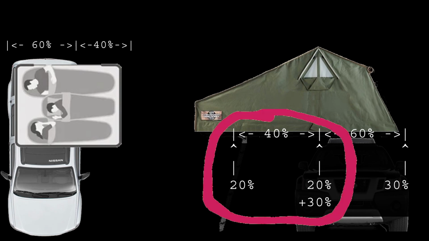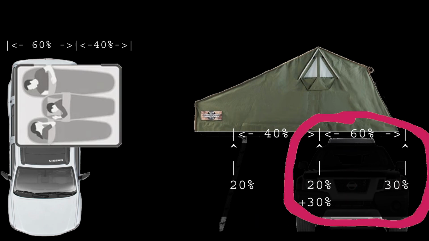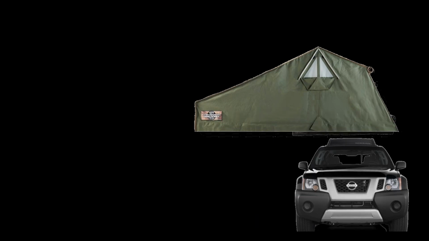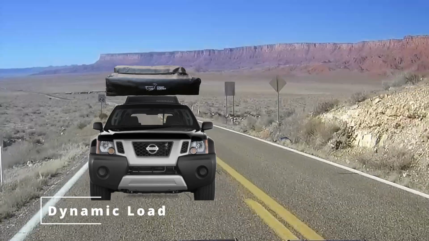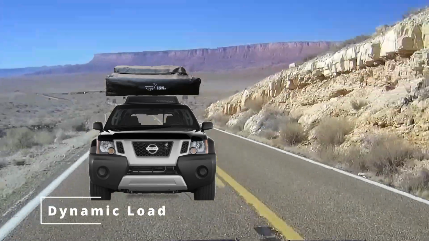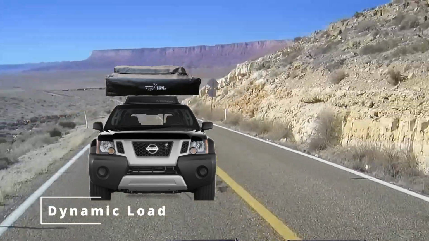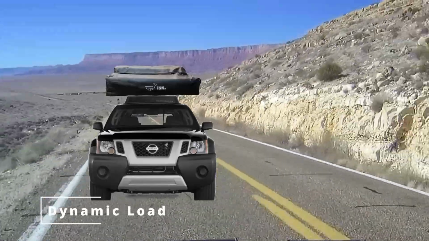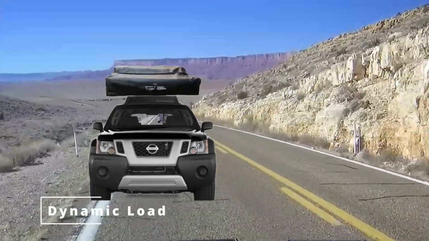Since the tent folds in half, think of the two halves independently, then add up their impacts on the roof. The tent is never deployed while moving. Let's fold it up and look at dynamic load. What happens to that 150 pounds when the truck is moving? As long as it's moving in a straight line, it's same as the static case.